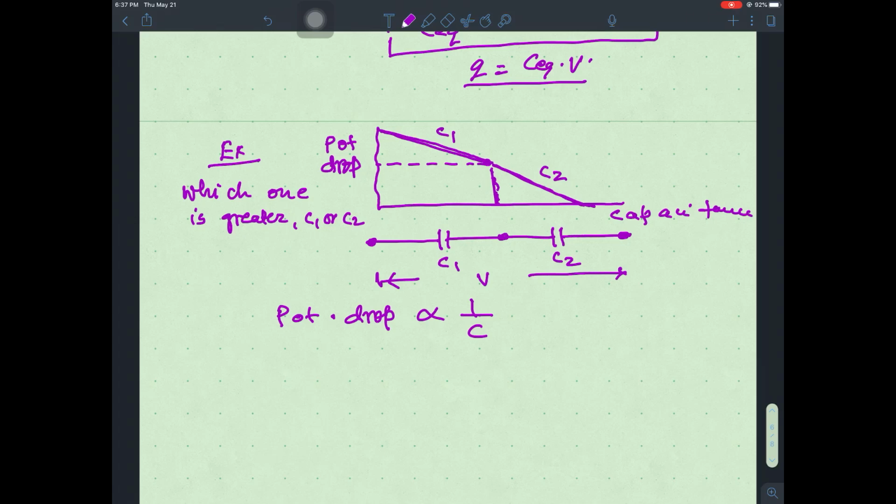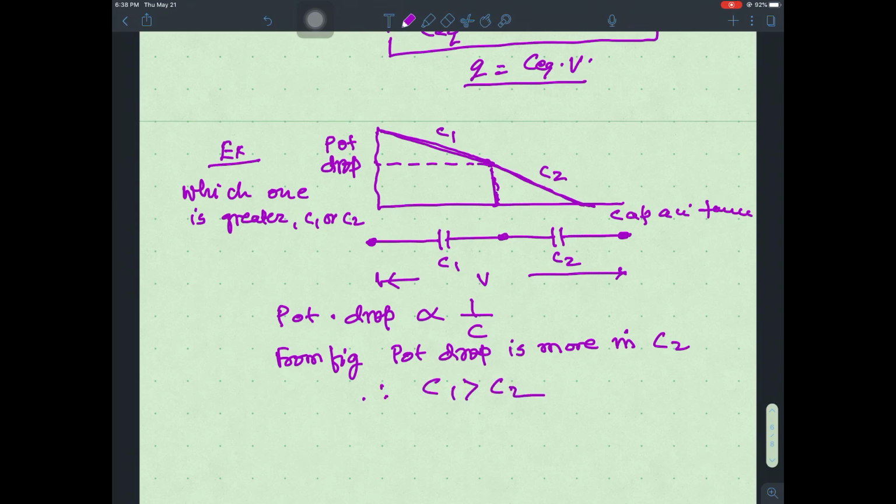So from the figure it is clear that the potential drop is more in C2. This distance is more. The distance from here to here is more in comparison to here to here. So what are we getting? Therefore C1 is greater than C2, or C2 is less than C1.